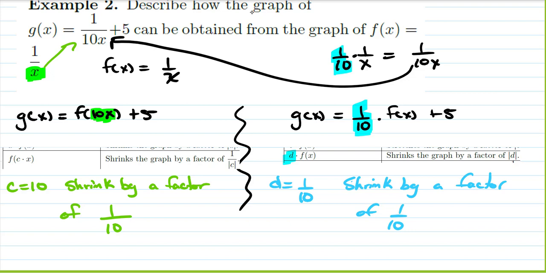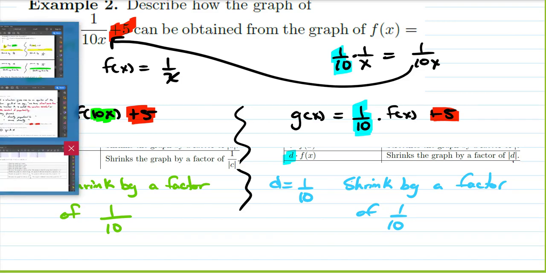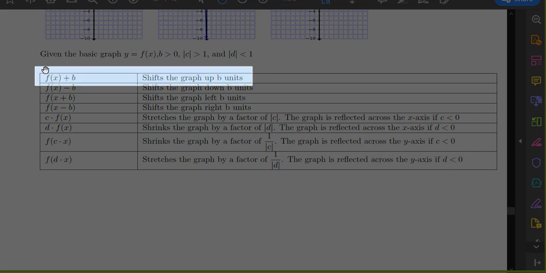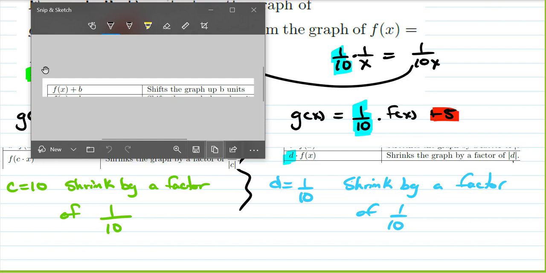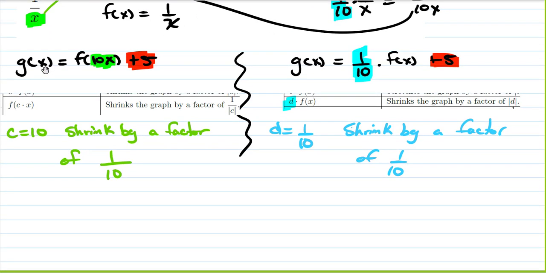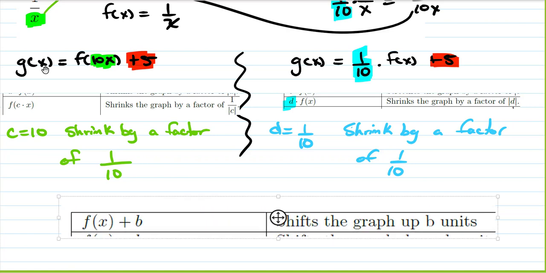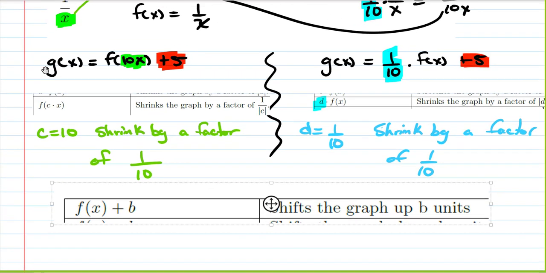Then in both cases this time, we're adding 5 on the outside. So we go back and we look at our table, and if we're adding 5 on the outside, that is our first row in our table, and it's the same for both of them. So then that's going to identify B as positive 5.